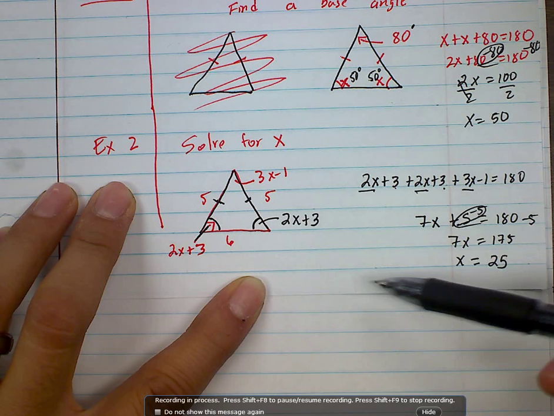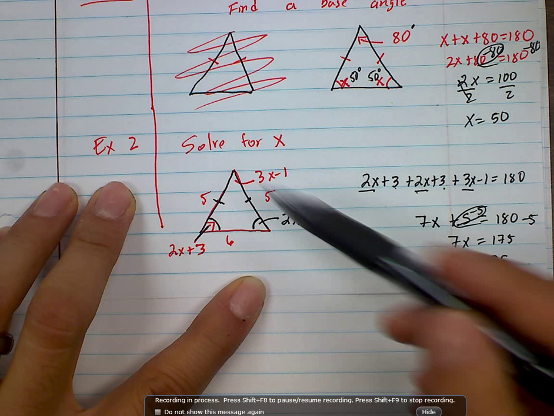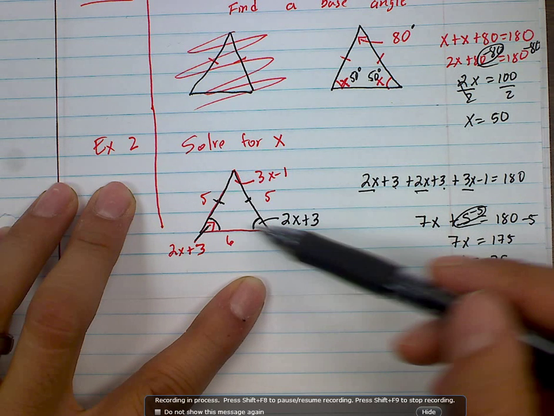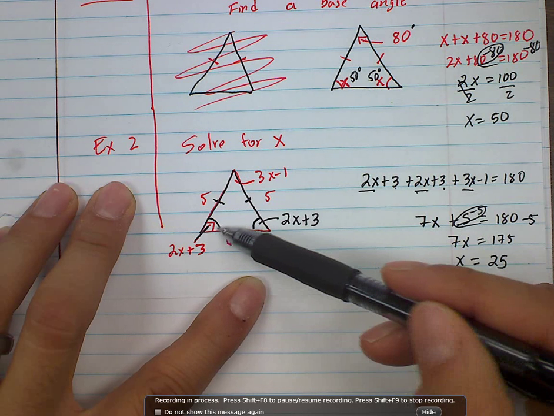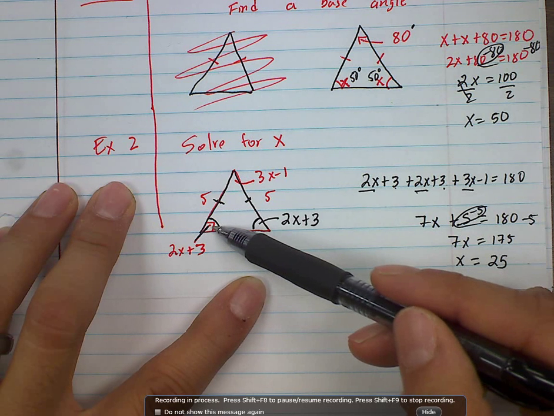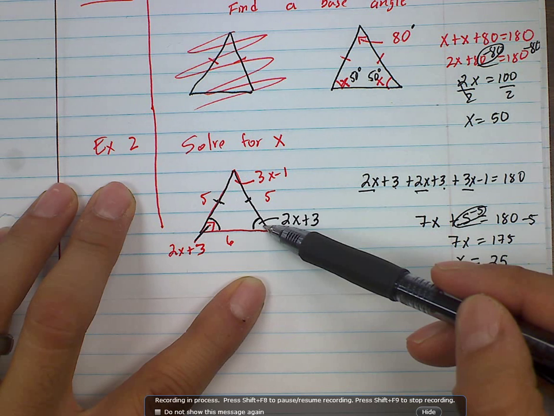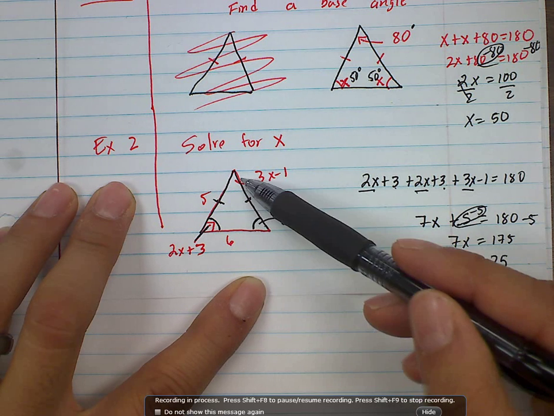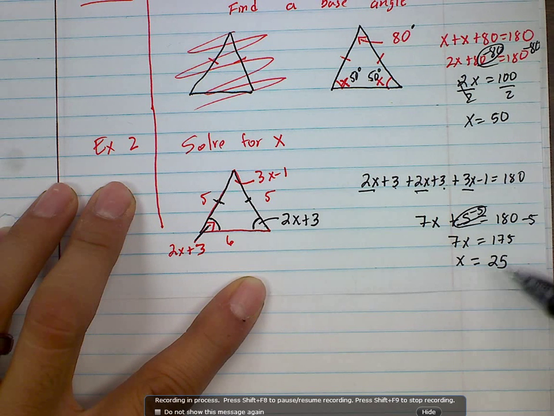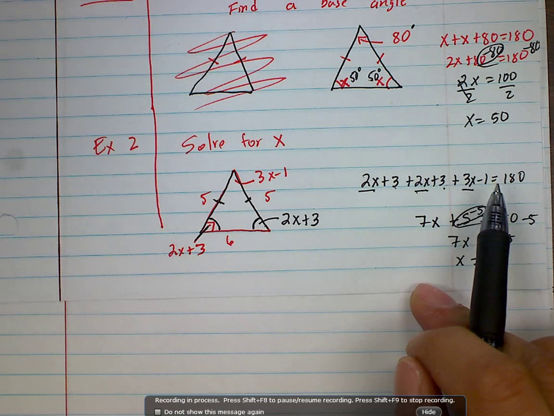So again, let's recap really quick. Since this is an isosceles triangle, the base angles are congruent. So if this is 2x plus 3, that one must be 2x plus 3. Now you add these three angles, set it equal to 180, and then solve for x. Okay? If you need to redo the problem, just pause and do it all over again.